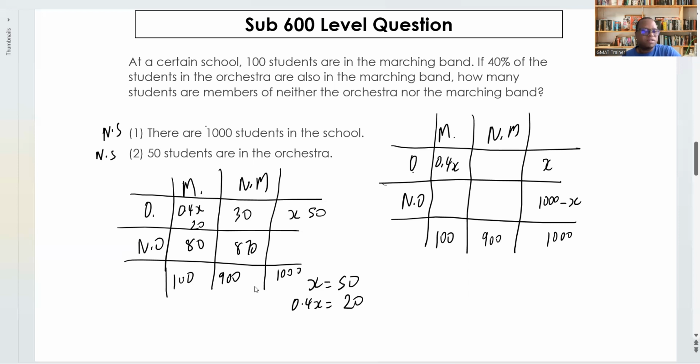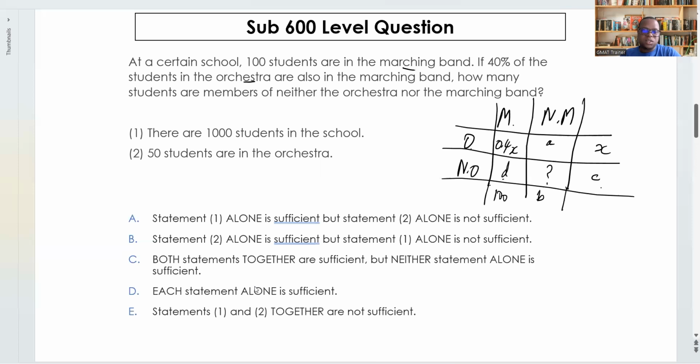That is, and now we have the answer. So if you combine the statements together, we get the value of how many are in neither the orchestra nor in the marching band. So that is eight. That is now the two of them combined, they give us a sufficient answer. So the answer actually will be answer choice C.